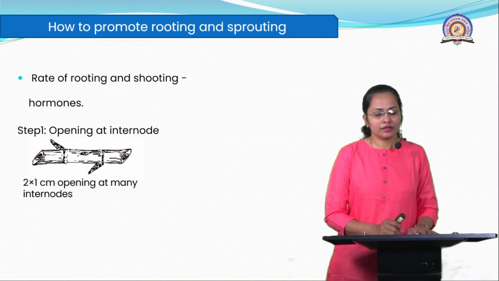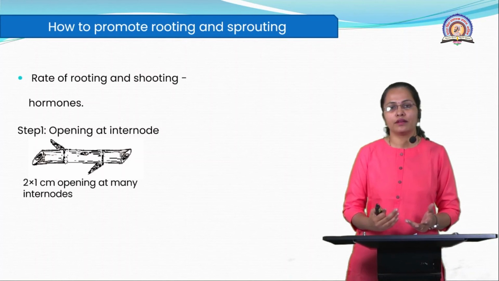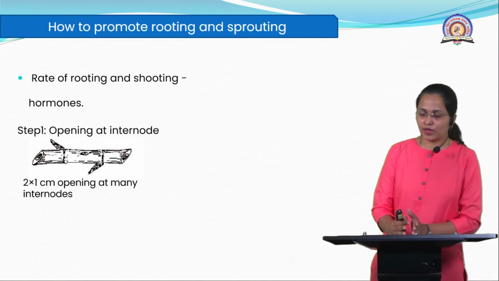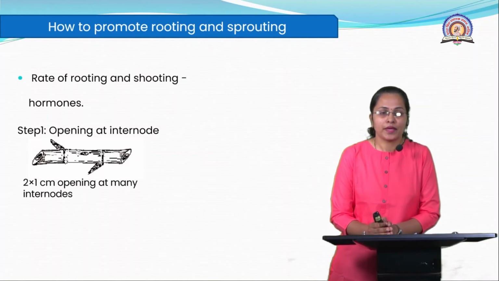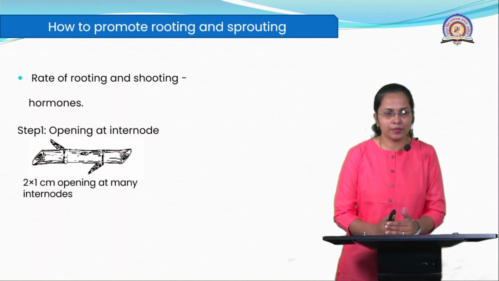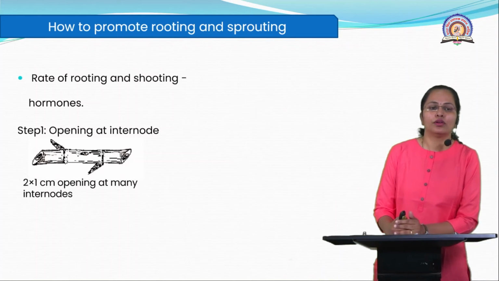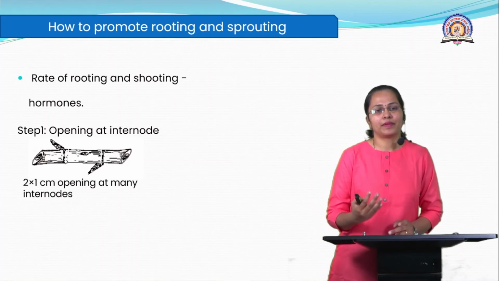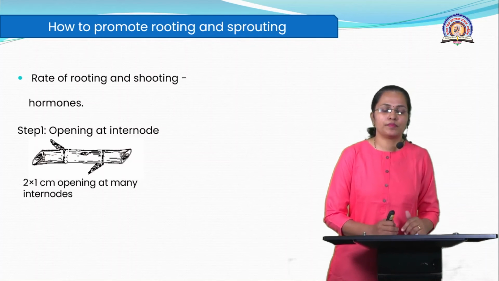Within this method, we can promote the rooting and sprouting ability, and this ability can be improved by using different types of hormones. We can treat the clump cutting with the help of hormone, and then we are going to get a good rate of rooting and sprouting. In order to treat the cutting with hormone, we have to follow some steps. These are the steps we'll see below.